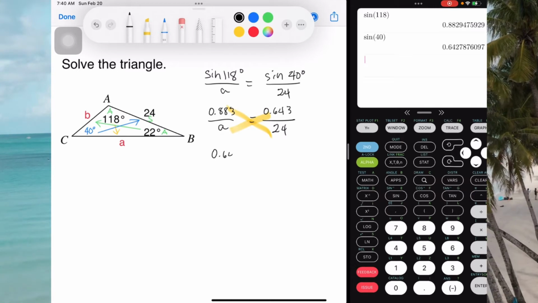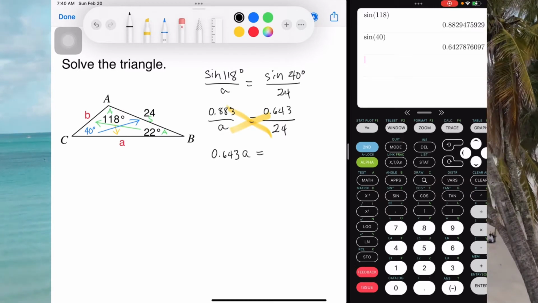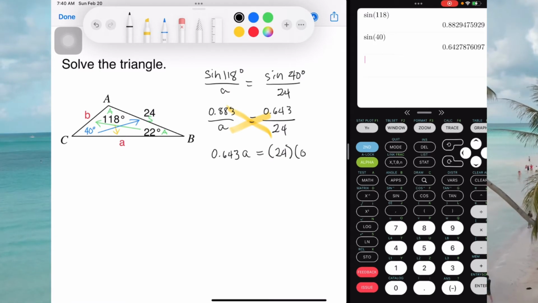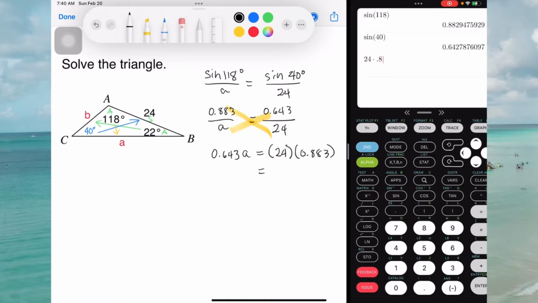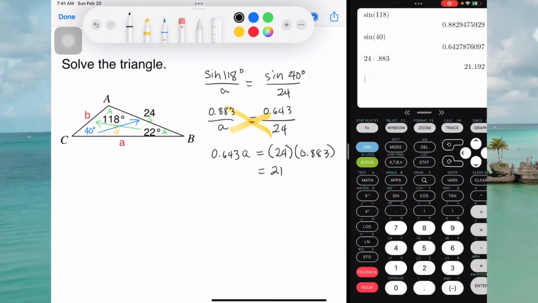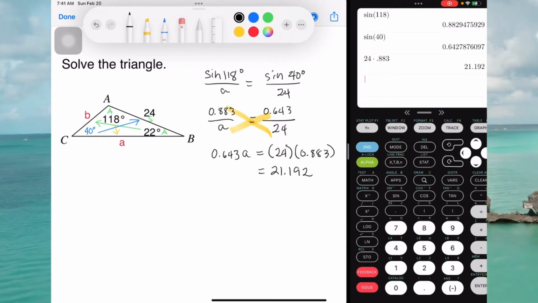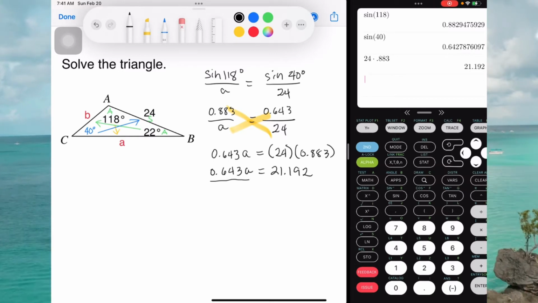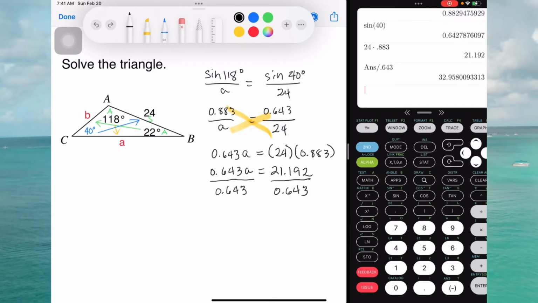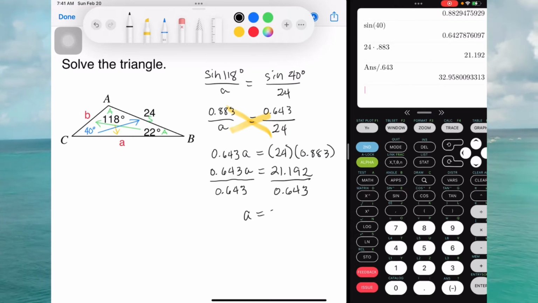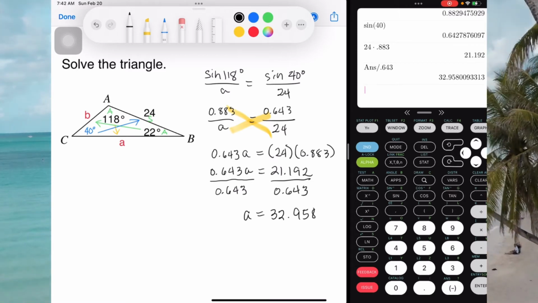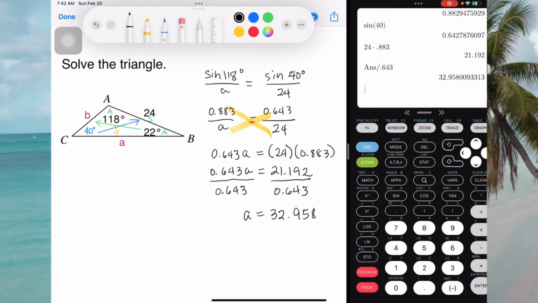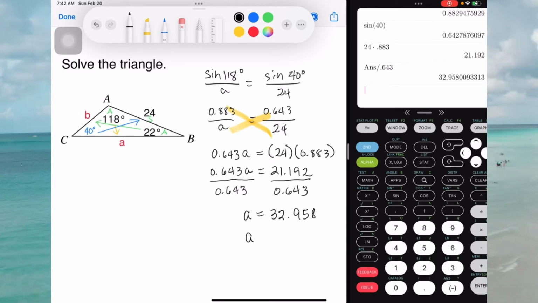So we have 0.643 a is the same as the product of 24 and 0.883. The product of 24 and 0.883 is 21.192. Then dividing both sides by 0.643, the length of a is 32.958. Now let's round the side lengths to the nearest tenth. So in this case, it's going to be 33.0.